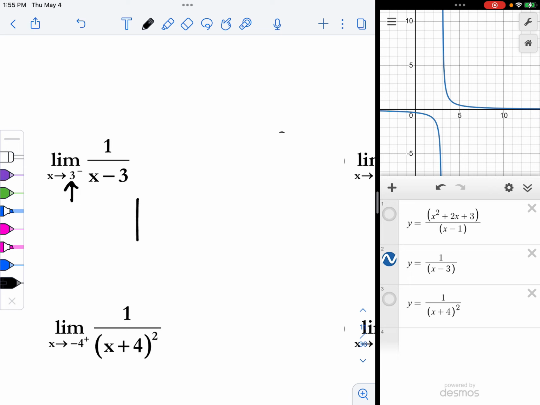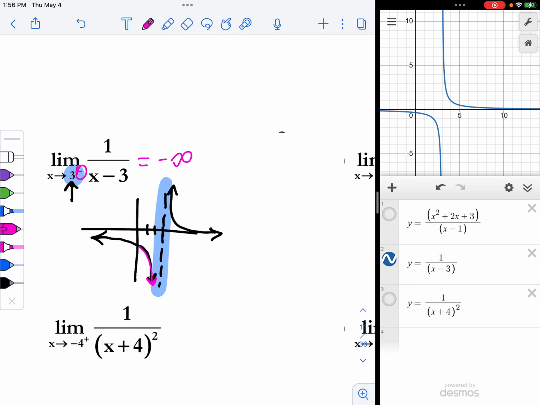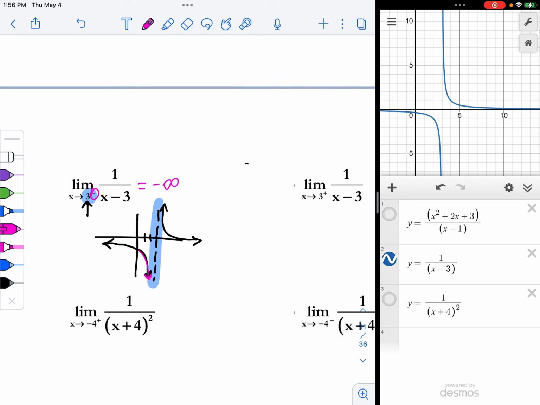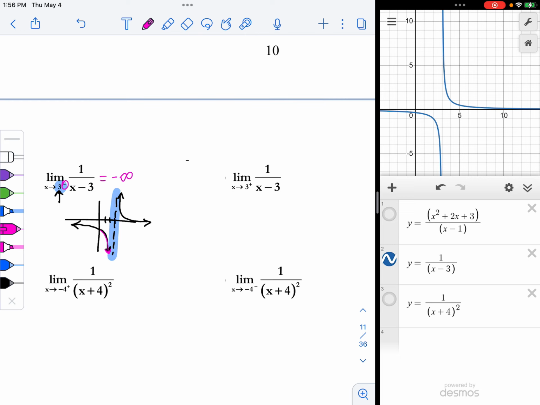And if I kind of re-sketch this, I have a vertical asymptote at 3. And I can see that my graph also has a horizontal asymptote at 0 because I'm bottom heavy. But I'm focused in here at this vertical asymptote at 3. Now this negative sign, remember, says look on the left side. So as I approach that vertical asymptote on the left side, I can see that my y values are headed down. So that would be a limit of negative infinity.